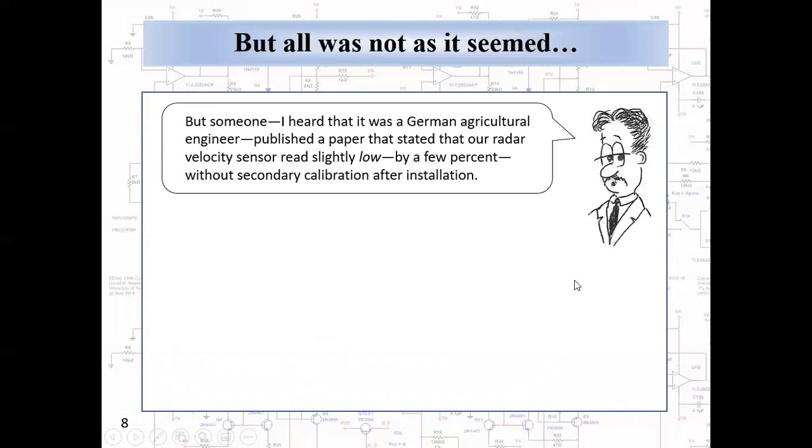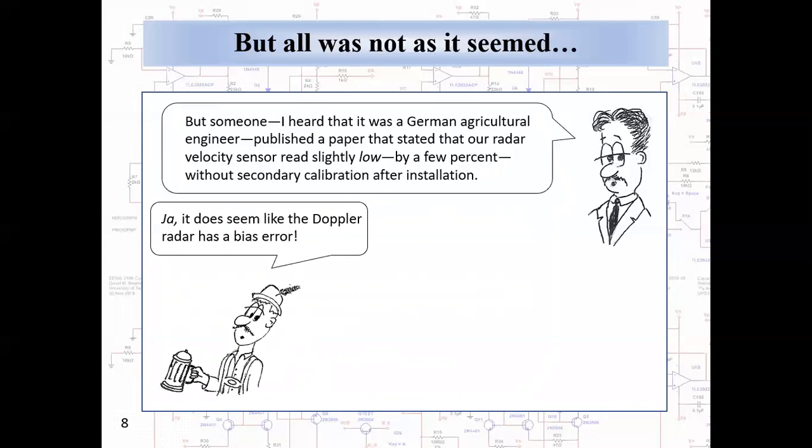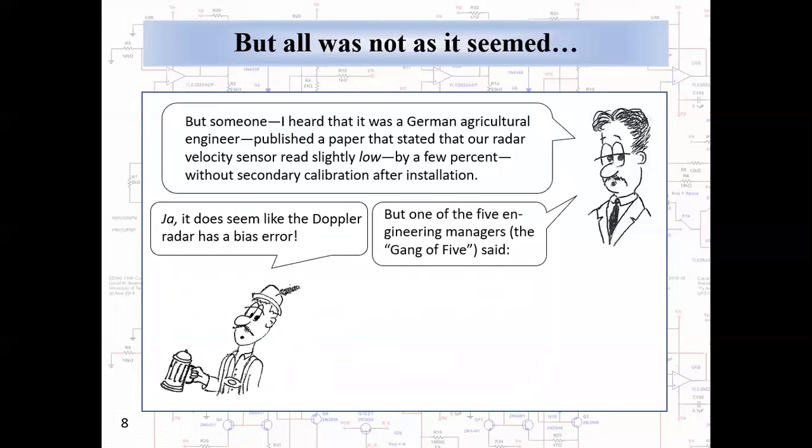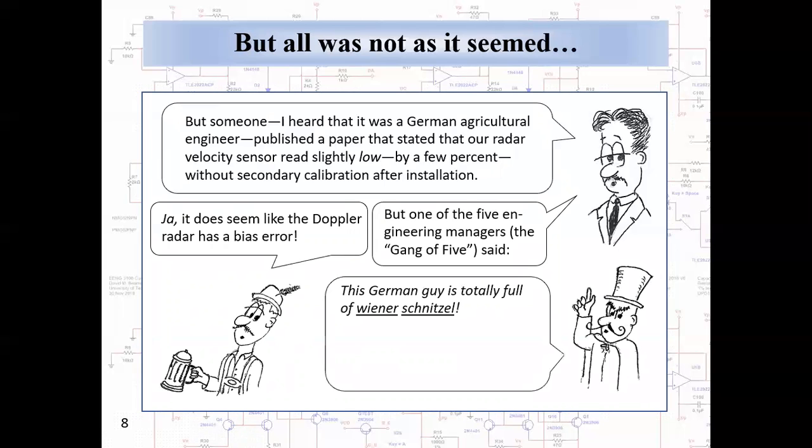But someone, I heard that it was a German agricultural engineer, published a paper that stated that our radar velocity sensor read slightly low by a few percent without secondary calibration after installation. In other words, the default calibration constant seemed to be off somewhat. So the German says, yeah, it does seem like the Doppler radar has a bias error. But one of the 5 engineering managers, we called them the Gang of 5, said, ha, the German guy is totally full of Wiener Schnitzel. The equation is exact. Trust me, I know what I'm talking about.